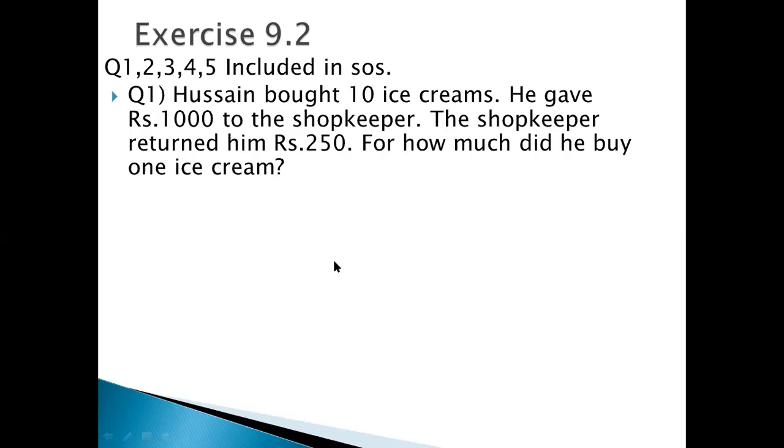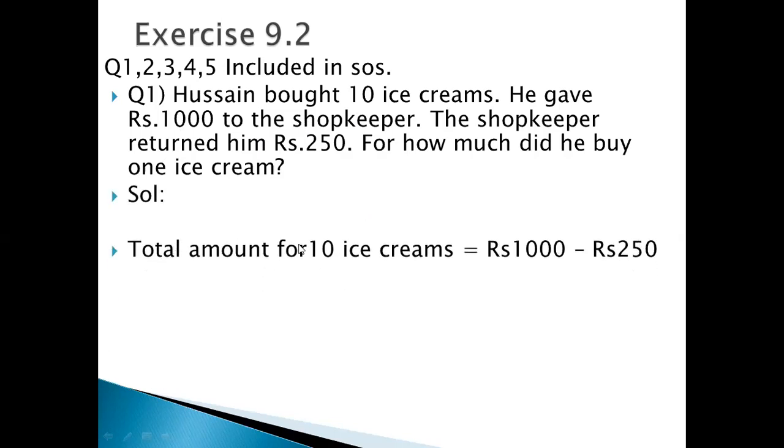Now to find the price of one ice cream, we divide the total price of 10 ice creams by 10. So we will get the price of one ice cream. Look at this. Total amount for 10 ice creams: he gave how many rupees to the shopkeeper? 1,000 rupees. And the shopkeeper returned 250. So minus 250 rupees, we get 750 rupees. So it means that the 10 ice creams price is 750 rupees.